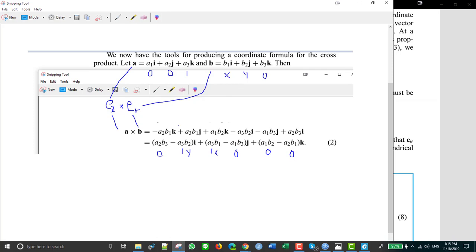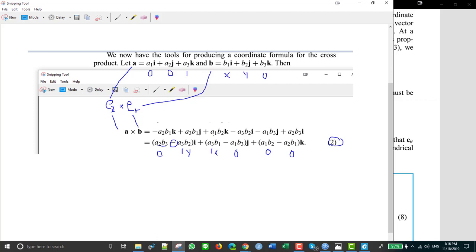Now we want to take the cross product, and this is the formula for the cross product here, the second line. So it's A2B3 minus A3B2. A2 is 0, so this whole term is going to be 0. And A3 is 1 and B2 is y, so that's going to give us minus y, and that's going to be minus y times I.